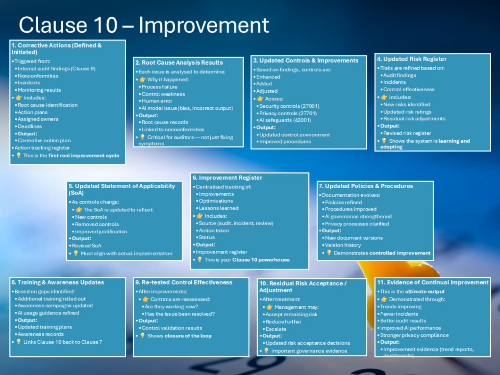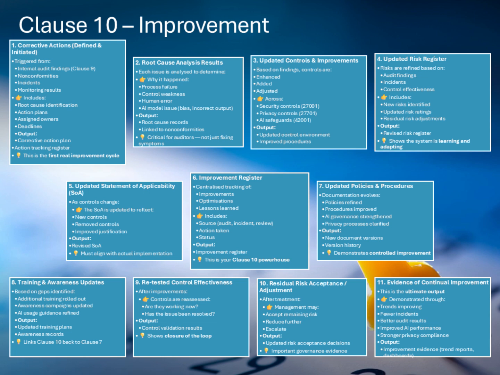Based on these insights, controls are updated and strengthened across security, privacy, and AI, and the risk register is refined to reflect the organization's true risk posture. The statement of applicability is also updated, ensuring that control decisions remain aligned with actual implementation. All improvements are tracked through a central improvement register, capturing actions, lessons learned, and ongoing optimization. This is reinforced through updates to policies, procedures, and training, ensuring the organization continues to build capability over time.